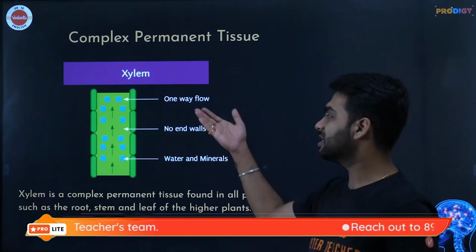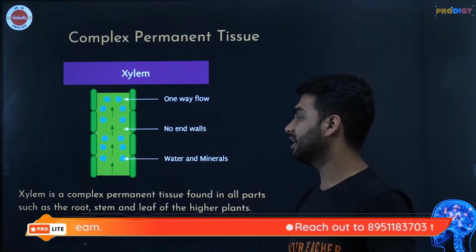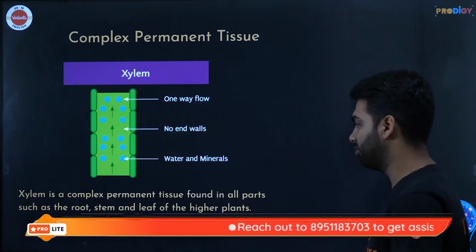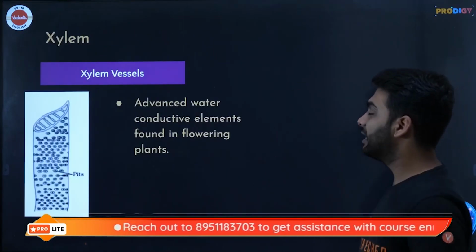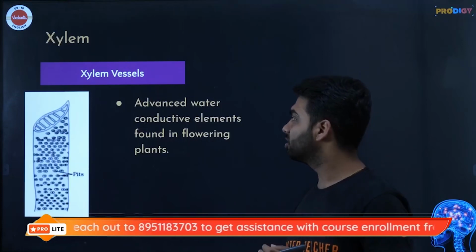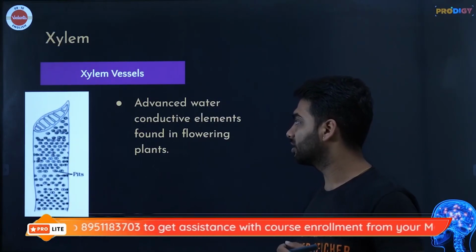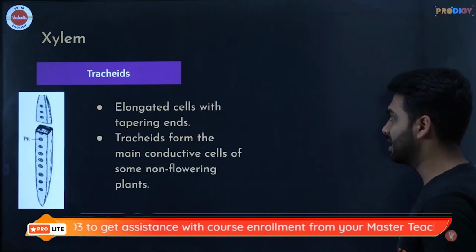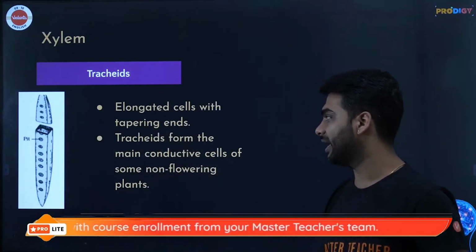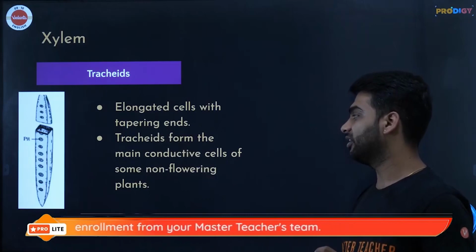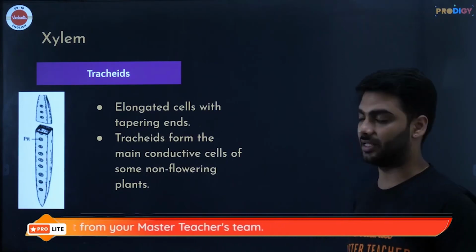So xylem has one-way flow with no end walls. It conducts water and minerals. It starts from the root and goes to the tip of the plant. It has the xylem vessels, advanced water conductive elements found in flowering plants. It also has tracheids, which are elongated cells with tapering ends. They form the main conductive cells in some non-flowering plants.